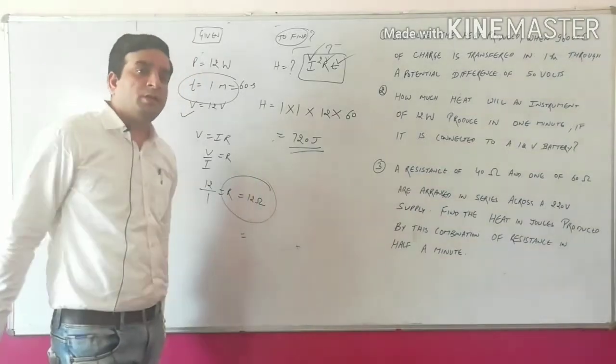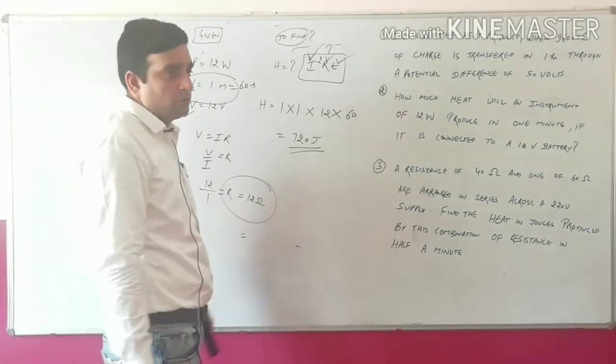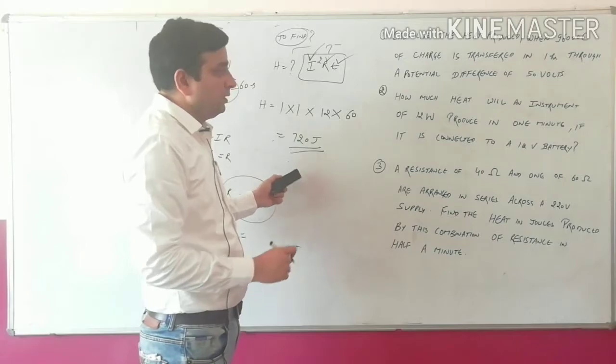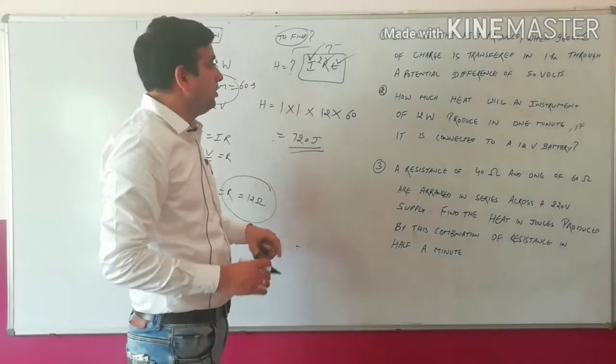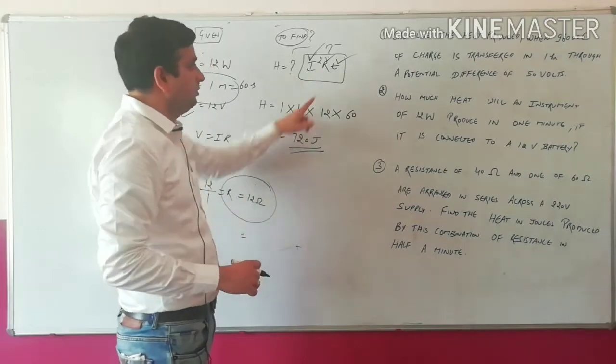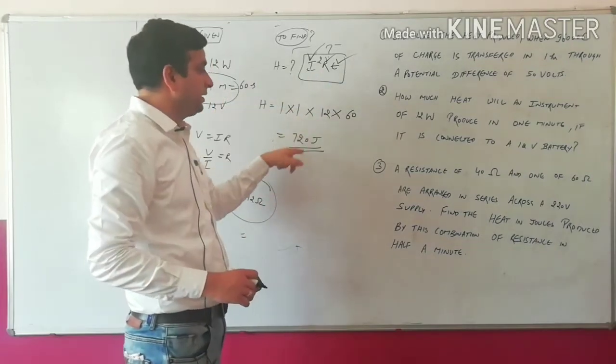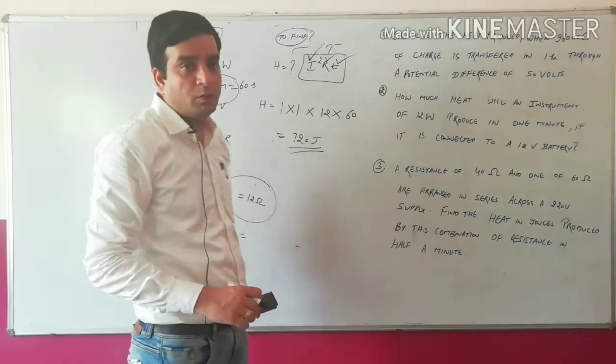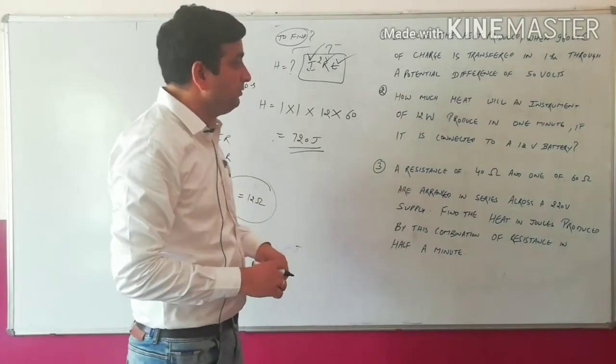You can also calculate in kilowatt hour, it's your choice. H is equal to I square RT. I is 1 ampere squared, 1 into 1, R is 12 ohm, time given is 1 minute, converted into seconds, 720 joules. Okay. So I hope this is clear to everyone, the second numerical.